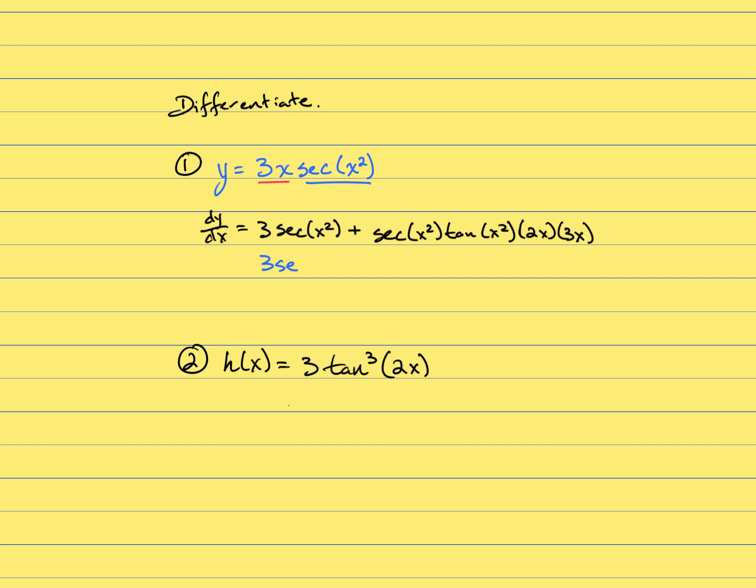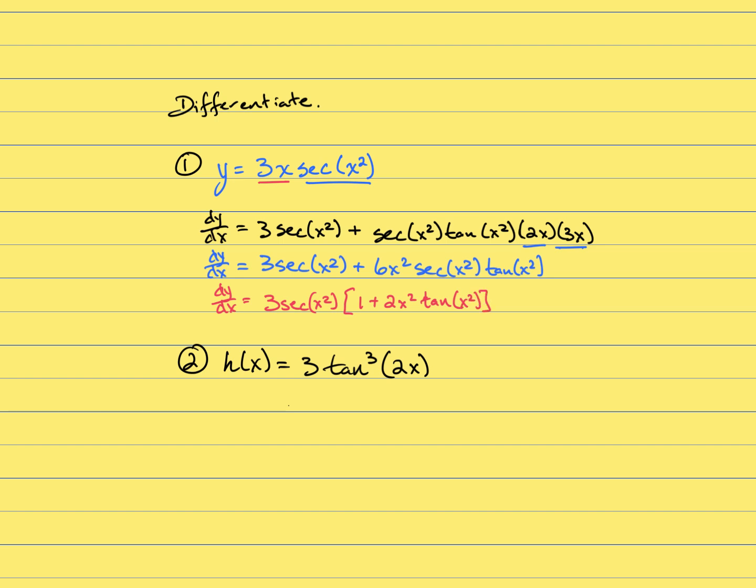And so I still have 3 secant of x squared. And then plus, now what does this 2x and 3x combine to? 6x squared. And I have secant of x squared, tangent of x squared. And so now what can we factor out? Okay, give me more. 3 secant x squared. Love it. And so now I can factor out a 3 secant x squared. And so now what's left? 1 and then plus 2x squared. And then times tangent of x squared.